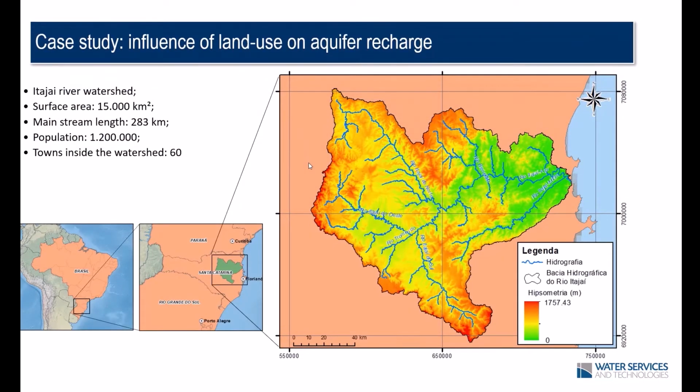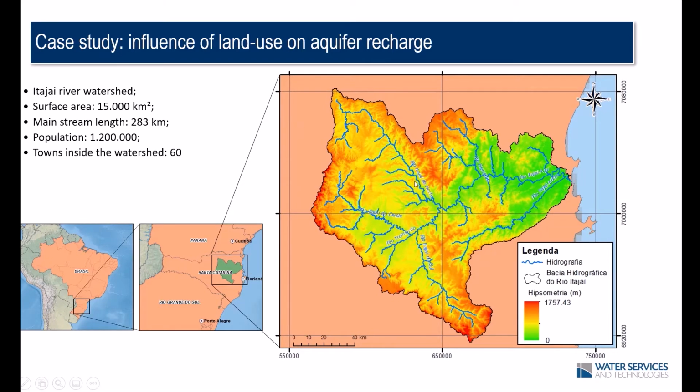This case study was held on the Itajaí River Watershed, which is located in the south of Brazil, in the state of Santa Catarina. The surface area of this watershed is about 15,000 square kilometers. Its main stream length is about 280 kilometers. It's the Itajaí River. The population inside the watershed is estimated at 1.2 million people, and there are over 60 towns inside the watershed. It's a very important watershed for the economy of the state of Santa Catarina, and a lot of land use changes happened over the years.